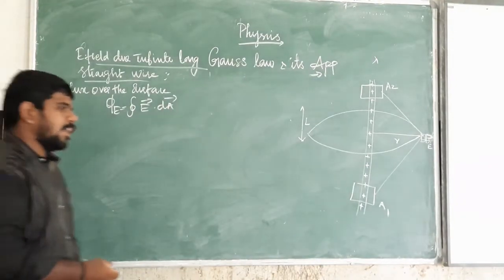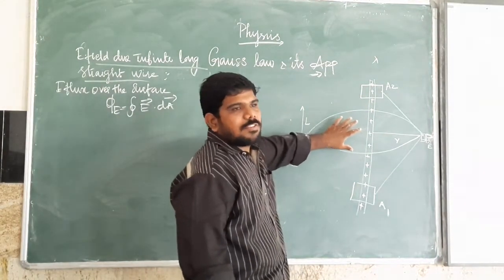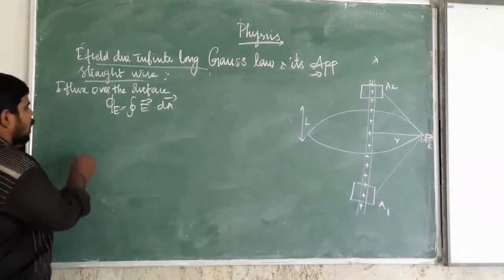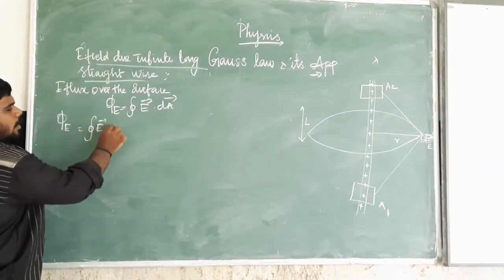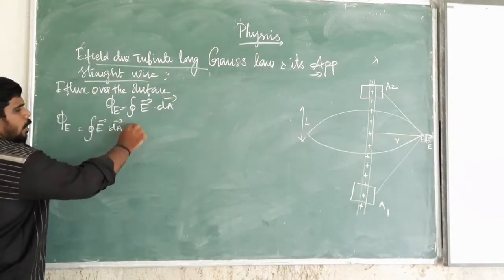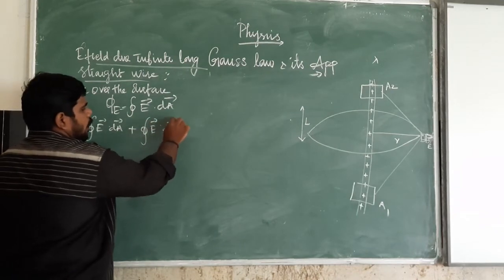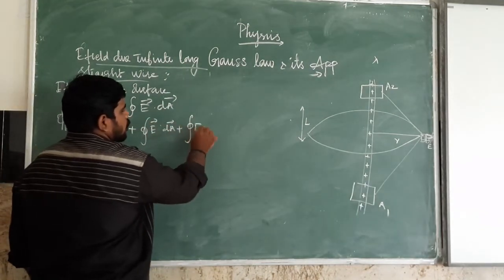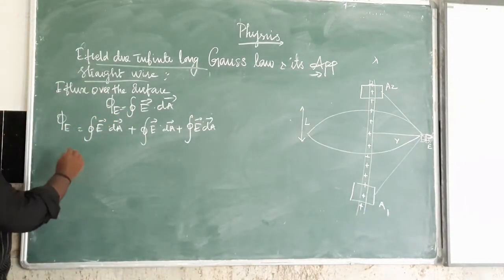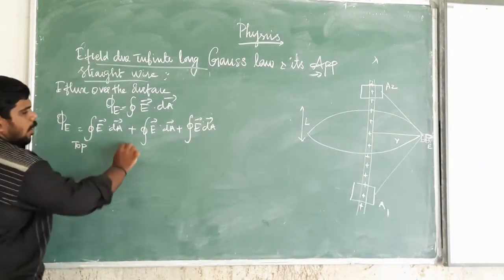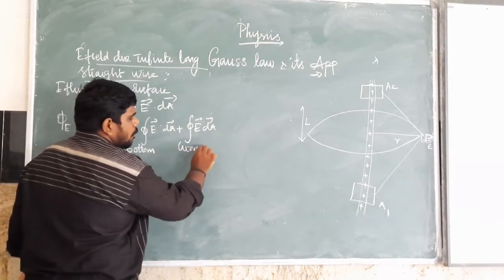So how many surfaces do we have? One is the bottom surface, another is the top surface, and the other is the curved surface. So we split the electric flux: phi of E is equal to the integral of E vector dot dA vector over the top surface, plus the integral of E vector dot dA vector over the bottom surface, plus the integral of E vector dot dA vector over the curved surface.